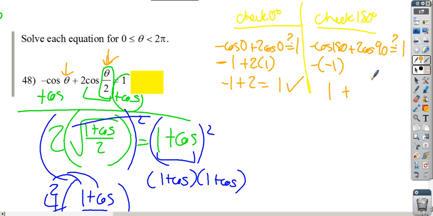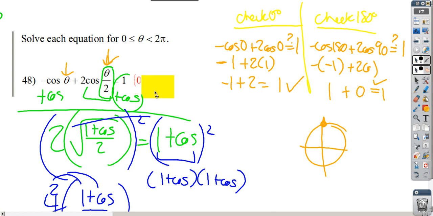Hold on, let's make sure there's no mistakes here. Cosine of 90, what is cosine of 90? So in a unit circle, the x-coordinate at 90 is 0. So just thinking out loud here, 2 times 0 is 0. So actually both of these turn out to work, unless we made a mistake. No, we didn't make a mistake. So 0 and 180, and that pi just stands for 180 right there.